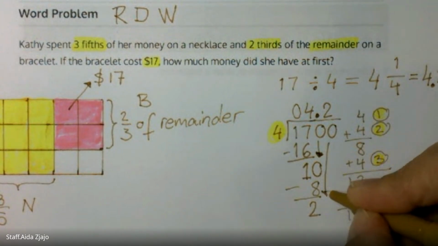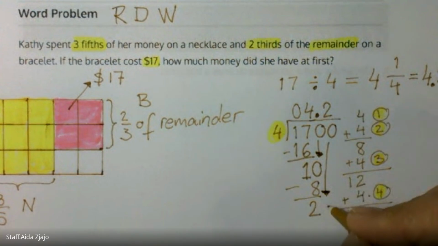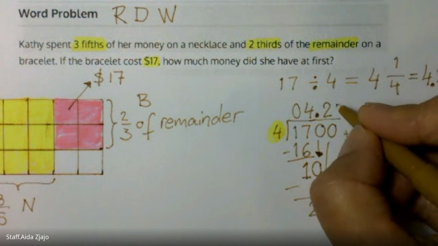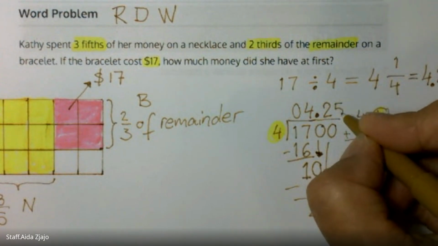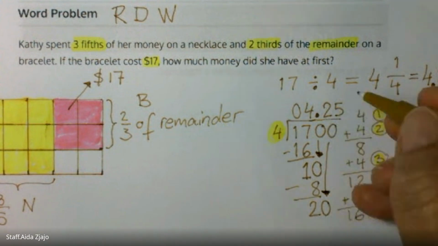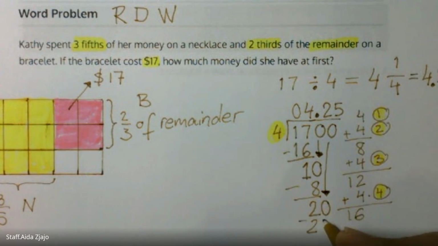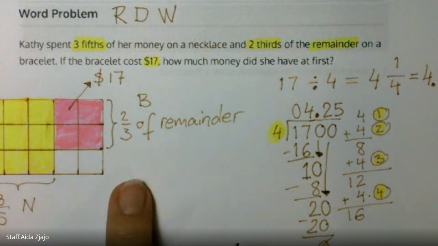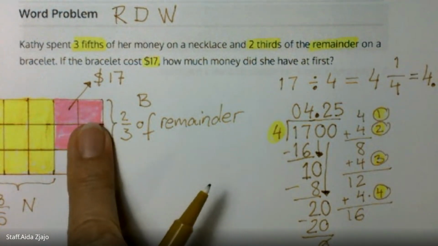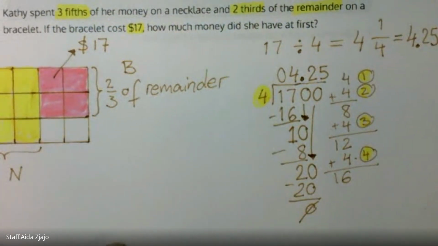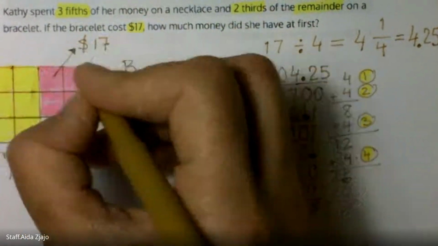What that means, I'm going to change 2 dimes into 20 pennies, and now I'm going to share pennies or hundredths, and each group will get 5 hundredths. 5 times 4 is 20. I have nothing left to share. So each of these parts is $4.25. So you have two thinking strategies for how you can do that.